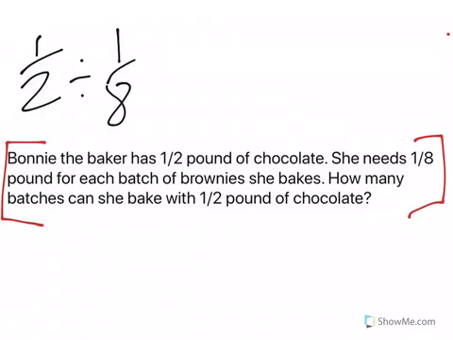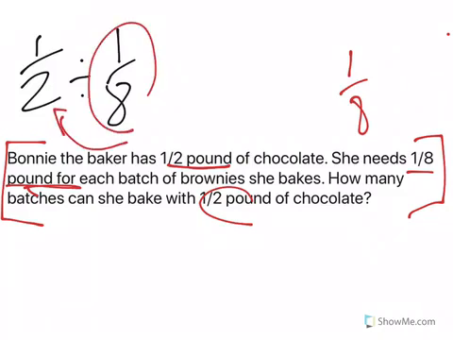Okay. Bonnie the baker has 1/2 pound of chocolate. She needs 1/8 pound for each batch of brownies she bakes. How many batches can she bake with 1/2 pound? So this is what she has, and she needs to use 1/8 each time she makes a batch of brownies. So we're looking at how many times 1/8 goes into 1/2, right? Because if we have 1/2, we can only make so many batches of brownies because each batch uses 1/8. So this is one example of a word problem that you could write.